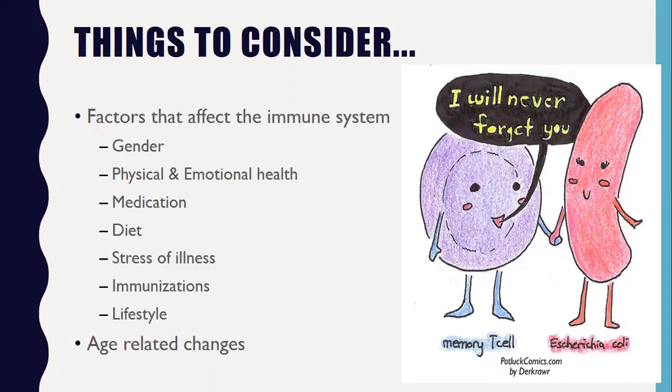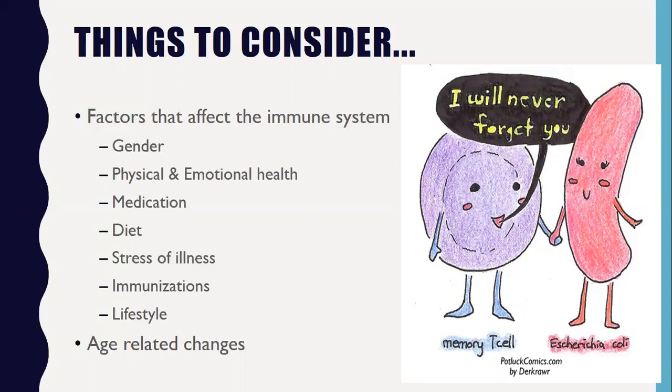Physical and emotional health. If you are physically ill with an infection, cancer, or some chronic illnesses, that will impact your body's ability to fight back. And emotional health is also going to be important. The pathway from the brain to the immune system, and the neurotransmitters and endocrine system involvement, are going to be impacted by your emotional health.